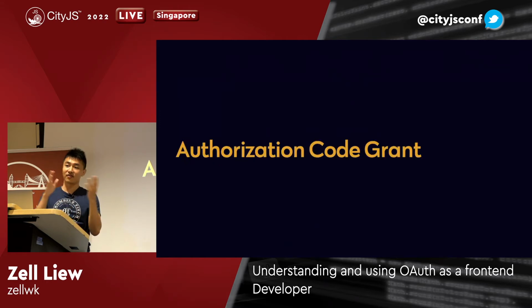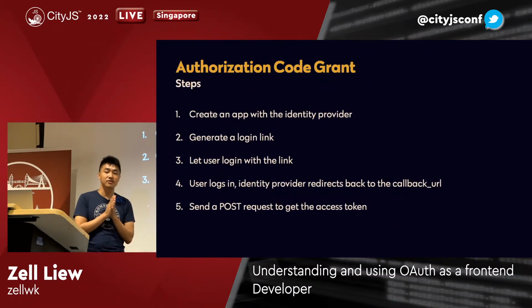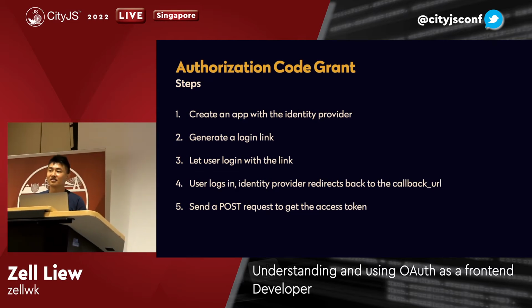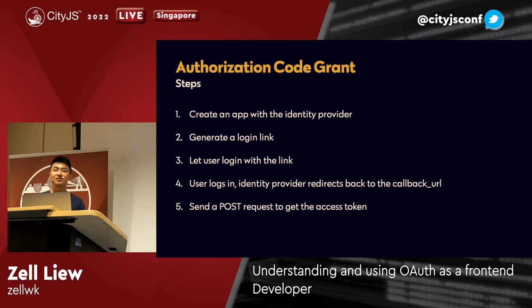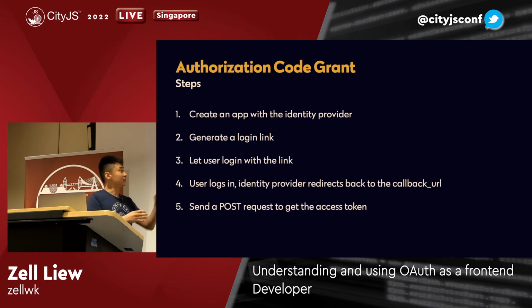So the first thing is authorization code grant. That's the simplest to understand at this point. There are a couple of steps to be able to use it. The first is to create an app with the identity provider. That's a must if you're doing any OAuth related stuff. What this means is you need to go into the developer portal and make an app. Then you generate a login link, and then you let the user log in, and then it sends you back to a callback URL, and you do a POST request. We'll walk through this with some code examples.